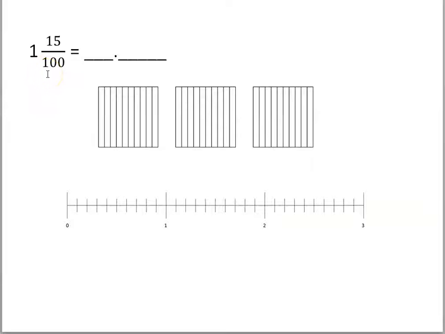Here's my mixed number. My mixed number, remember, has a whole. This one has one whole, and it has a part. This one has 15 hundredths. So let's look at our area model first, and we want to be able to shade 1 and 15 hundredths.